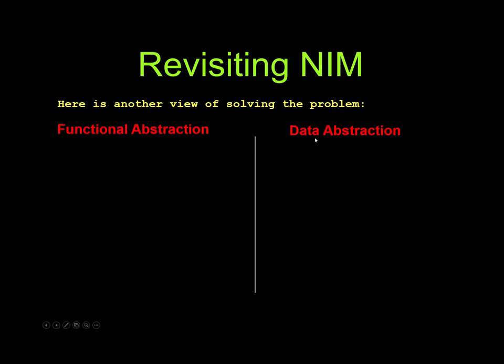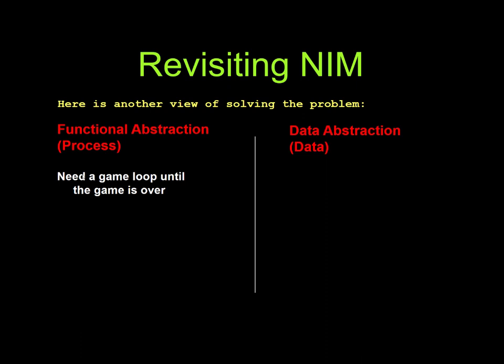the data abstraction viewpoints. That is, no matter how big a system such as a game is, it is no more than two aspects here: the kind of data that we have to deal with and the various processes that we need to have to work on the data. From the functional point of view, we need a game loop in the whole process till the game is over. From the data abstraction point of view, we need to have data to keep track of the game states and to keep track of the history.